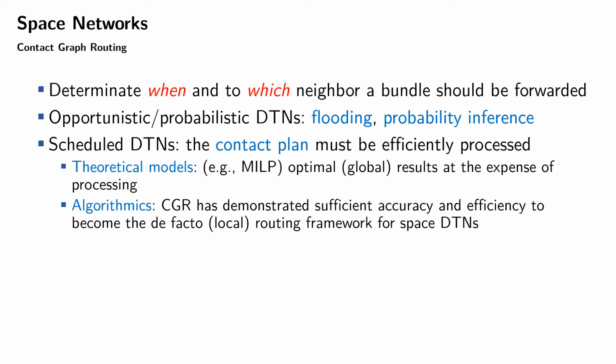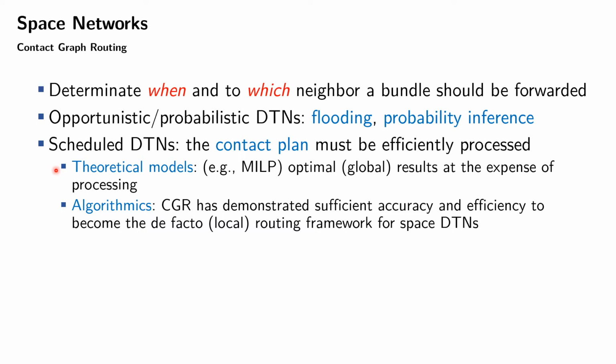So to go a little bit into details on CGR, on contact graph routing, the overall idea is to determine when and to which neighbor a bundle should be forwarded. This is in contrast with opportunistic and probabilistic DTNs, where probability inference can play a very important role in answering these questions. In contrast, in space DTNs or scheduled DTNs, we have the option of using this contact plan data structure. This contact plan data structure, in principle, also allows us to use some quite accurate theoretical models to answer such a question: when should I forward something, and to which neighbor should I do that?